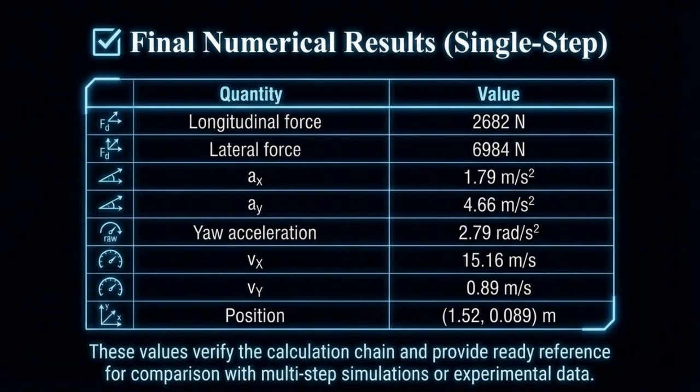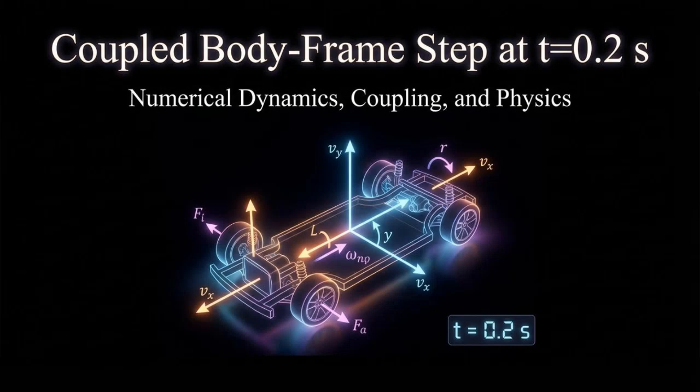At the end of this time step, the vehicle force and motion results are summarized. Together, these values confirm that the force, acceleration, rotation, and position calculations are consistent and ready for extension into multi-step simulation or experimental comparison. At time 0.2 seconds, we begin the next hand calculation step using the vehicle state carried forward from 0.1 seconds. No simulation software is used here. Each force, acceleration, velocity, and position will again be computed manually using these updated states.